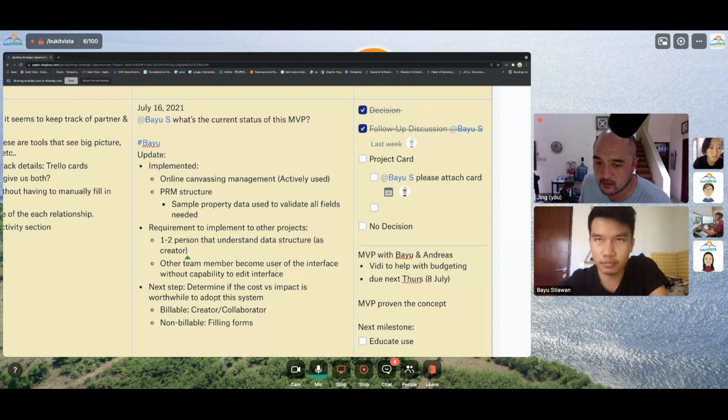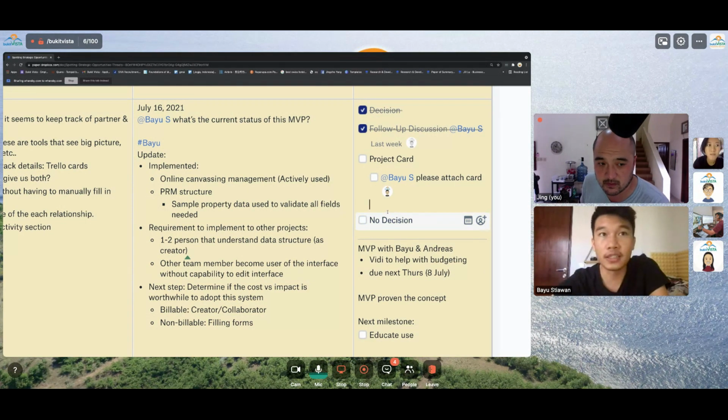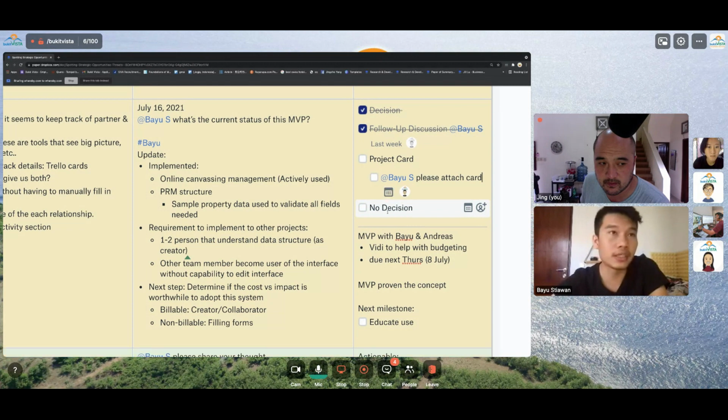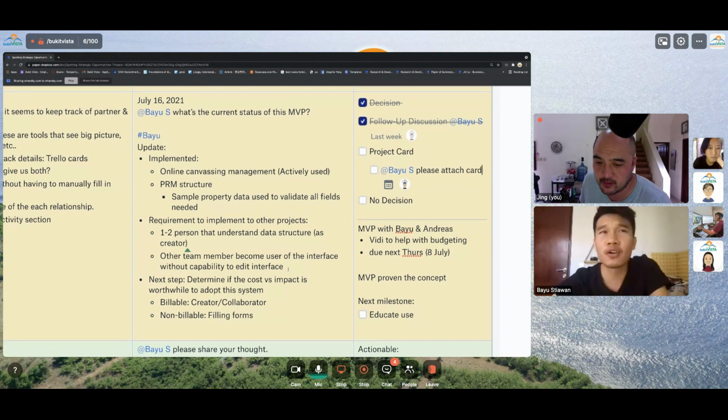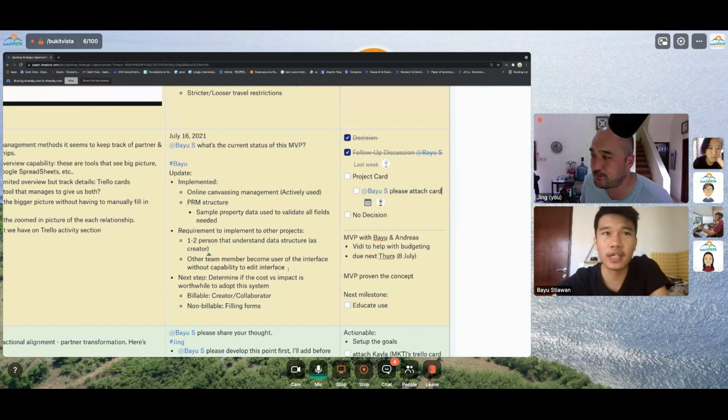The next one is the requirement to implement this in the other project. So basically, if we want to use this as well, we need to have at least 1 or 2 people that understand data structure to create the columns and tables, and then other team members just use the interface without the capability to edit it. And then the next step is that we just need to determine if the cost versus impact is worthwhile to adopt this system.